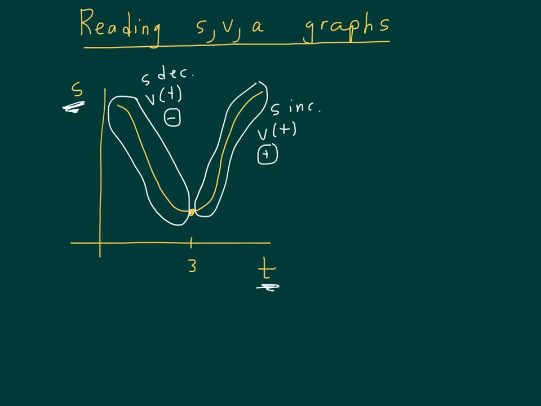Likewise, down here at 3, we have a horizontal tangent line, and that means our velocity is equal to 0. Our position s, it's not increasing or decreasing. All right, the velocity is equal to 0 there.